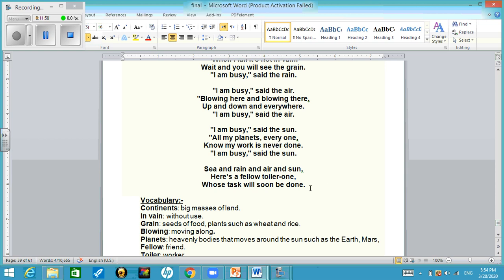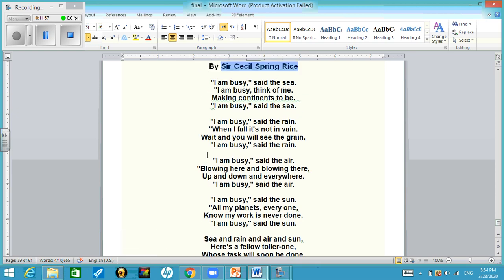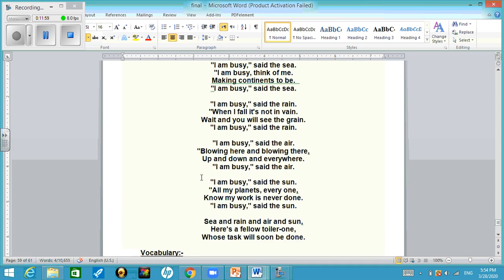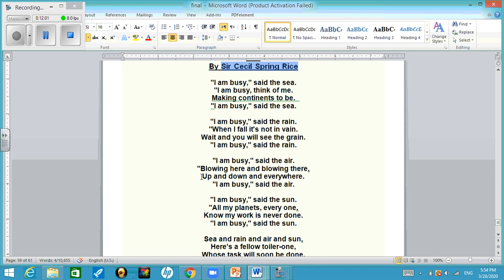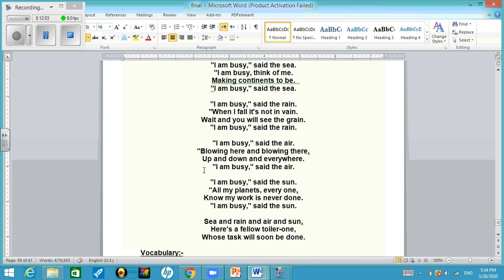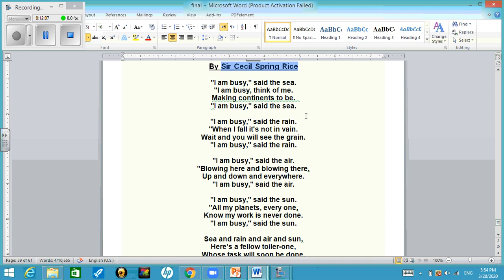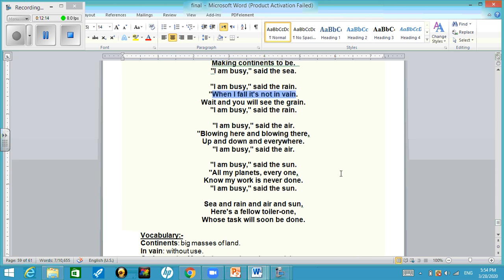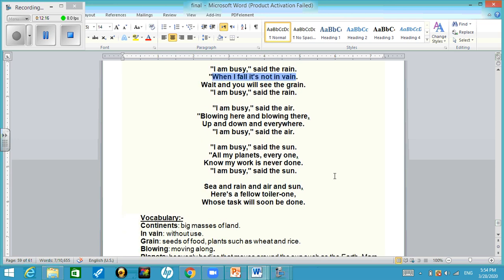Okay, so here we have some vocab just to make us understand the poem more. So we have the continents. What are the continents? It's the big masses of land, like Asia, Africa, Europe. So these are the continents. In vain, like we have here, "when I fall, it's not in vain." So when I fall, it's not useless. It's not without use. So this is in vain.